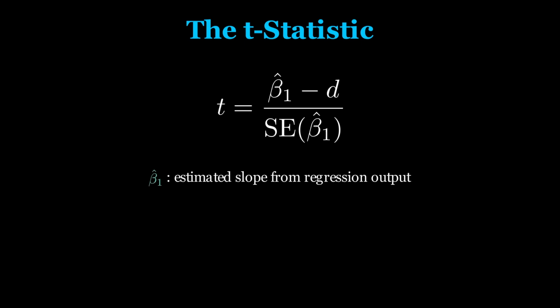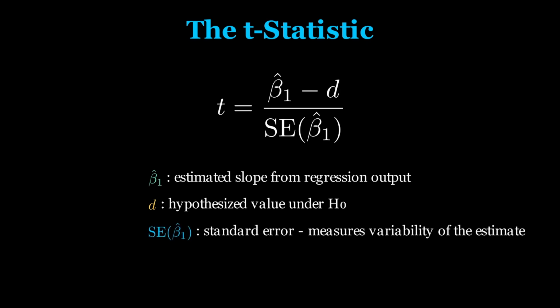To carry out a t-test, we need to compute the t-statistic, also called the t-ratio. The t-statistic is the estimated parameter minus its hypothesized value divided by the standard error of that estimate. Beta hat 1 is the estimated slope from our regression output. D is the specific value stated in the null hypothesis that we are testing against. In almost all cases, D is 0 when testing the significance of regression coefficients.